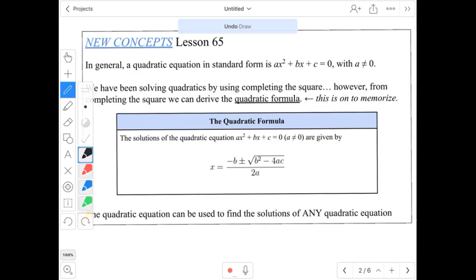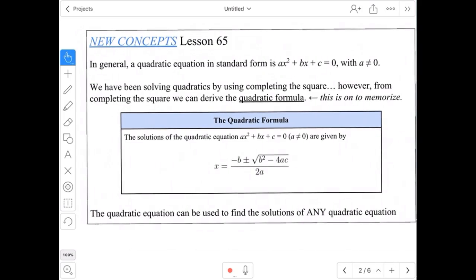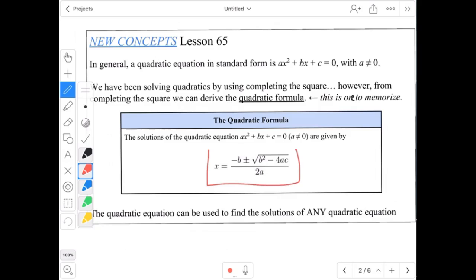With that aside, we have been solving quadratics by using completing the square. However, from completing the square, we can derive the quadratic formula. This is one to memorize. The quadratic formula: the solutions of a quadratic equation, ax squared plus bx plus c equals 0, are given by x is equal to negative b plus or minus the square root of b squared minus 4ac all over 2a. This would be a formula to memorize if there ever was one.